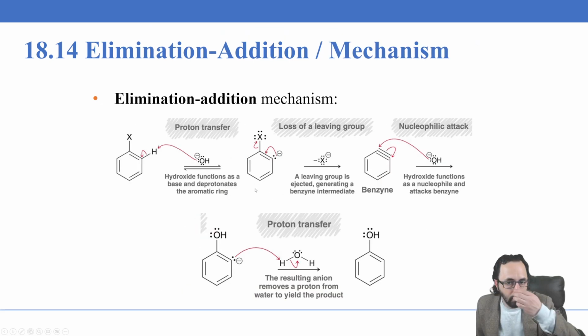So the elimination-addition mechanism can also occur with weaker bases such as hydroxide. The hydroxide can then do a proton transfer, giving us this carbanion here, a highly unstable aryl carbanion. So we get the immediate loss of the leaving group, producing for us this benzyne intermediate. Then we have a nucleophilic attack by the OH, which again can occur on either of these carbons, producing another carbanion here, which then is protonated by water, recovering our hydroxyl group.